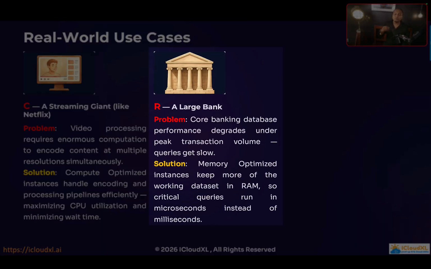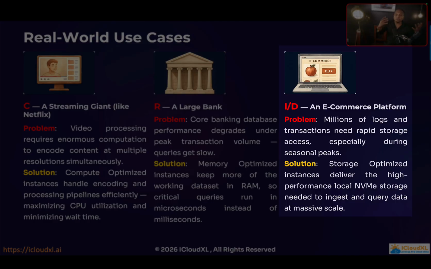The problem you may solve: core banking database performance degrades under peak transaction volume. Queries get slow. This is a problem you may face, and the solution would be memory optimized instances. Keep more of the working datasets in memory itself so that it can be accessed fast with low latency.